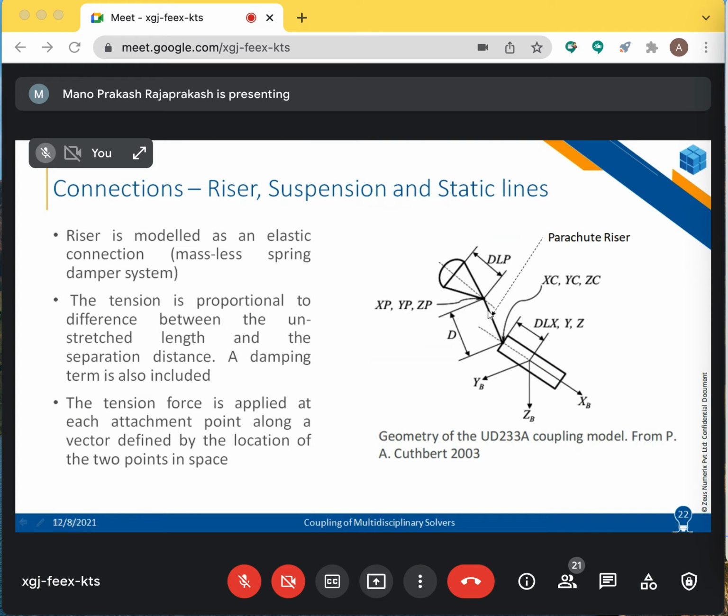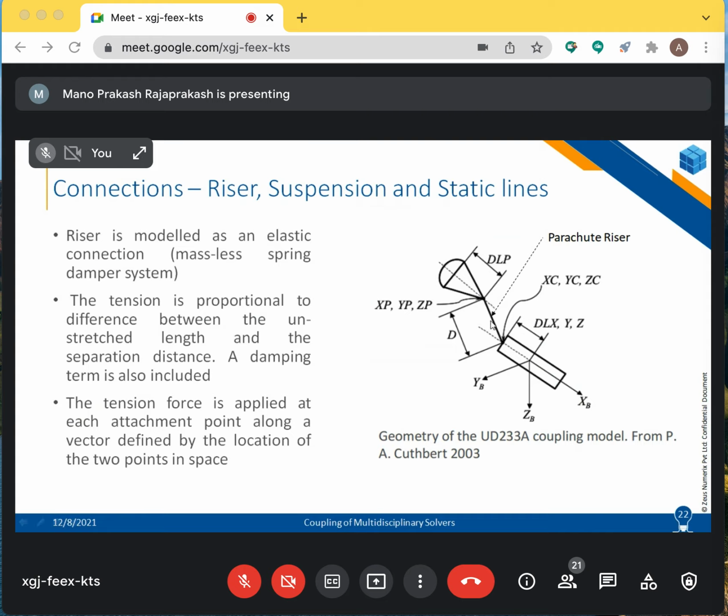In dynamics, in such simulation scenarios, these lines are modeled as an elastic connection, meaning they are modeled as a massless spring damper system. When I say a spring damper system, you may recollect what I explained for the contact model. I am going to have a spring force and a damping force.